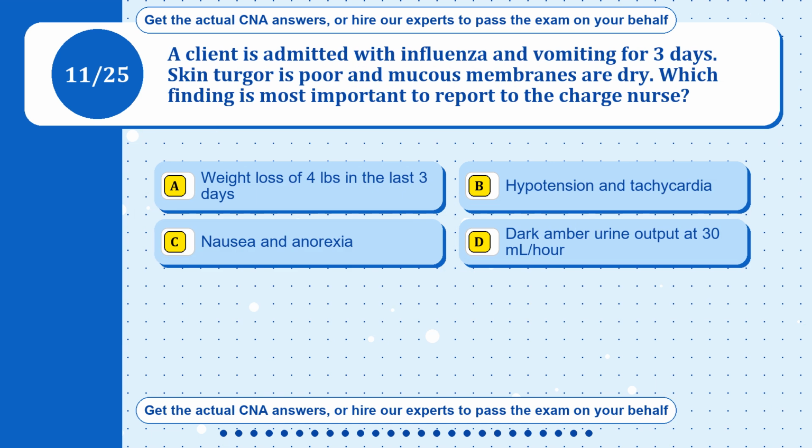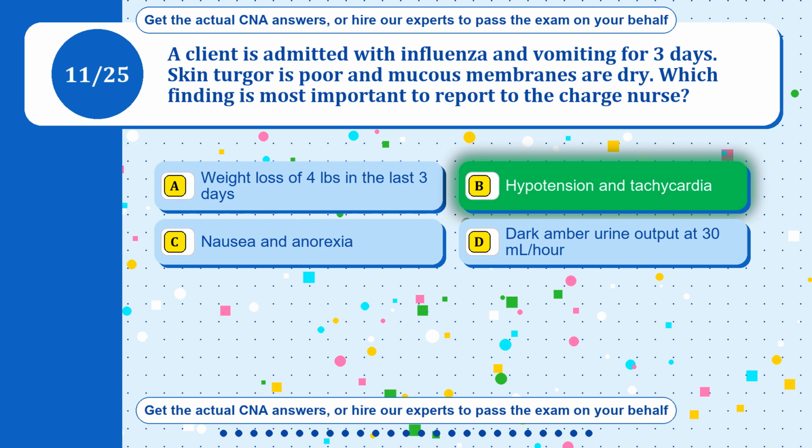Question 11. A client is admitted with influenza and vomiting for 3 days. Skin turgor is poor and mucous membranes are dry. Which finding is most important to report to the charge nurse? Option A. Weight loss of 4 lbs in the last 3 days. Option B. Hypotension and tachycardia. Option C. Nausea and anorexia. Option D. Dark amber urine output at 30 mL/hour.